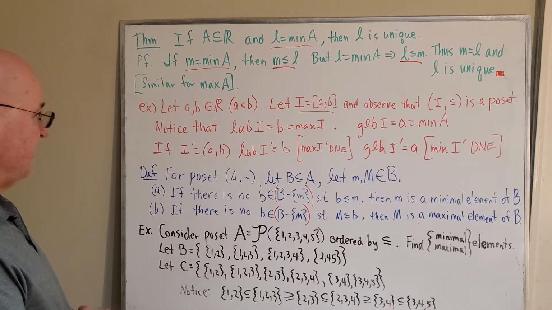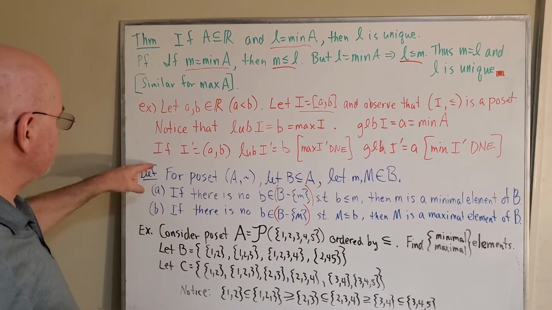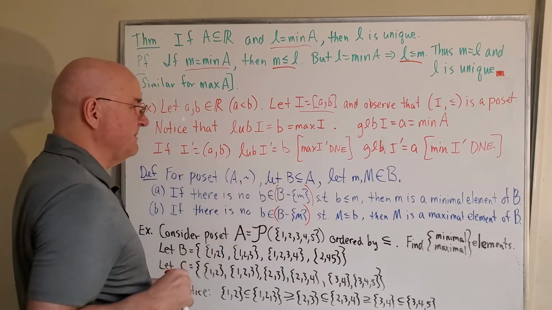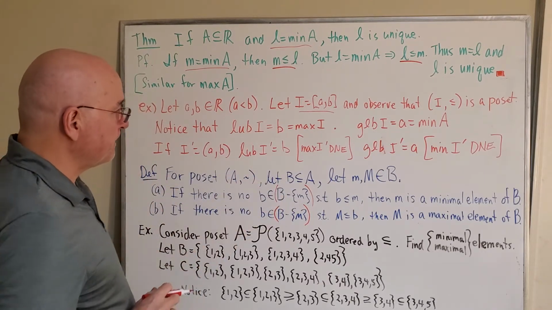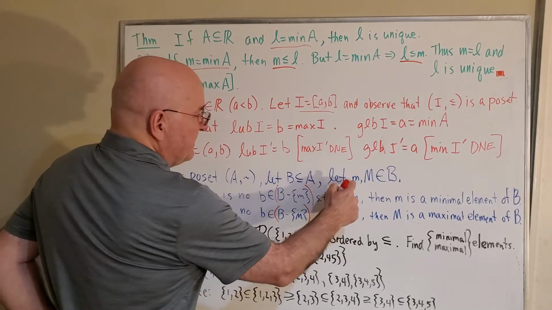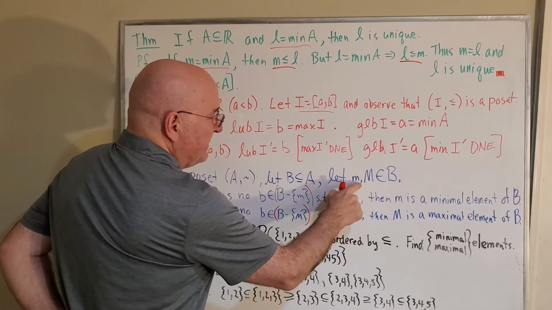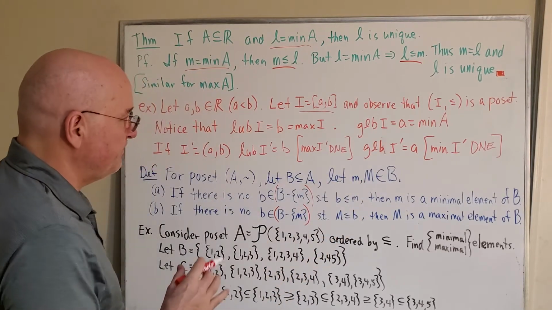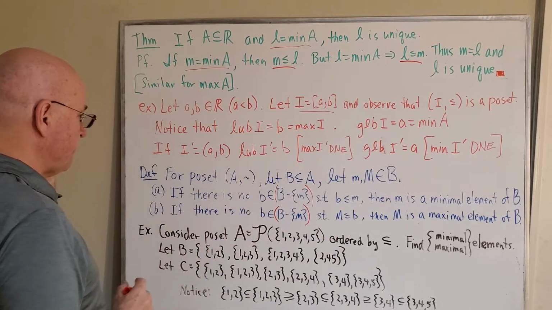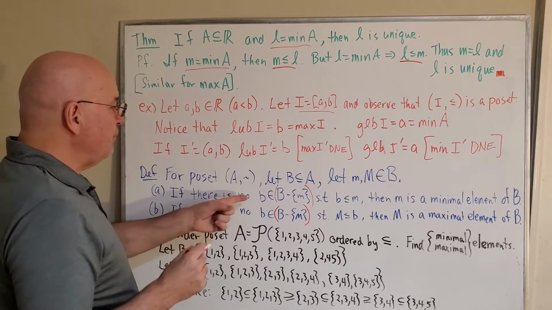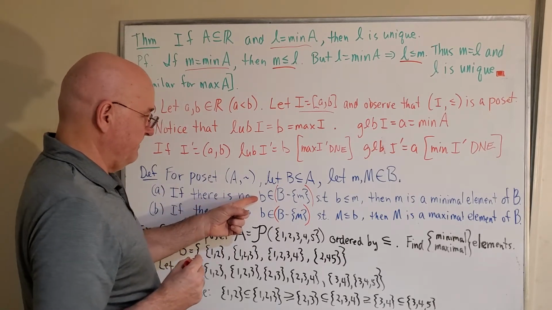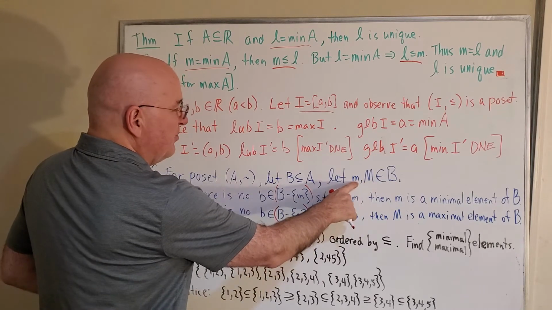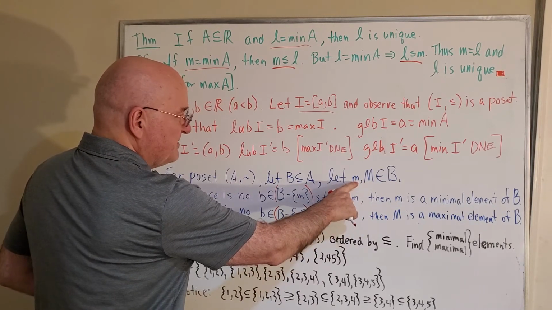Okay, a definition and an example, and we'll be done. Definition. For this poset, let B be a subset of A. And I took little m and big M, because one of them is going to be minimal, one of them is going to be maximal. Numbers in B. If there is no b in the set B with this one taken away, so we're ignoring this one, we don't want to use it again.